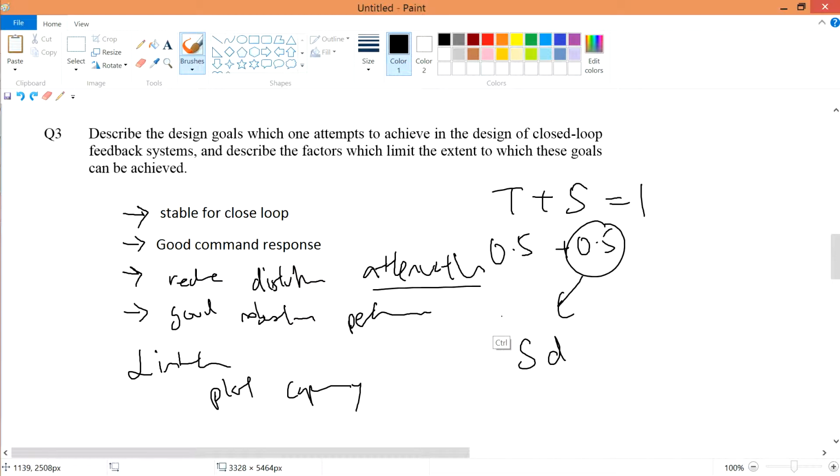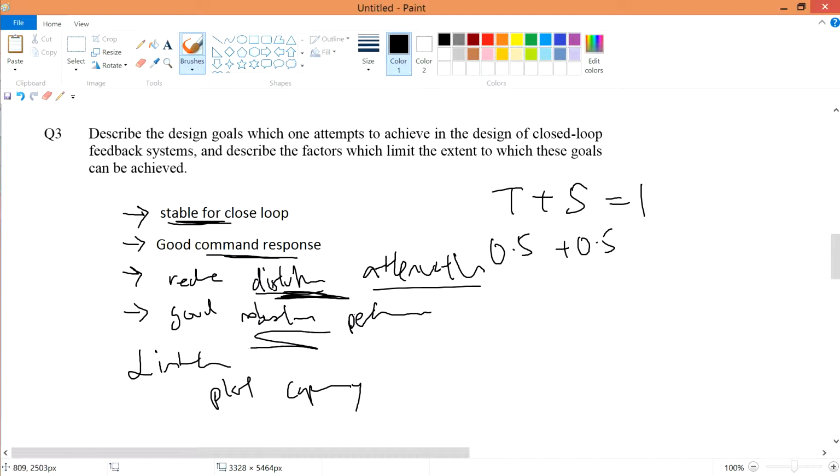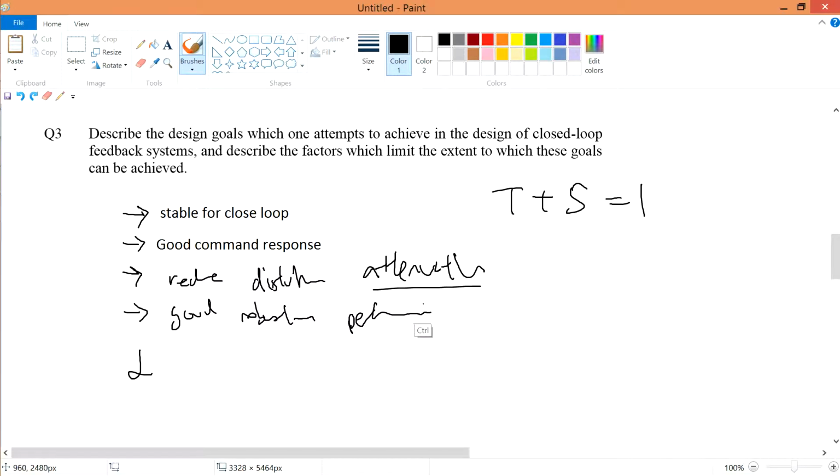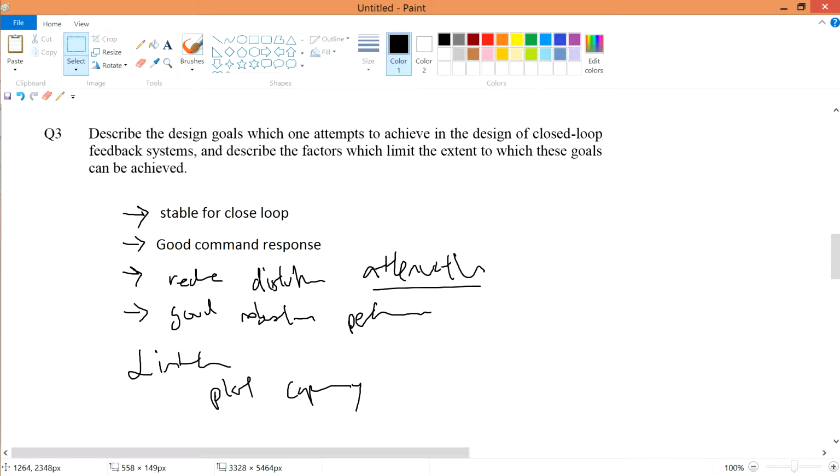And therefore your plant capacity is a very powerful thing that will affect your disturbance and also your command response and the stability of the system. It also affects your robustness performance. So your plant capacity is a very, very important thing you need to design. Therefore you need to choose a good plant in order to design what you want, right?